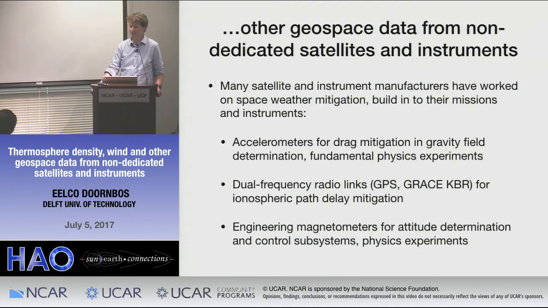Fundamental physics experiments now also start to carry accelerometers. And a third example is magnetometers that are on many satellites for altitude determination and control subsystems, but also for physics experiments. And of course, a satellite could also take a model of the geomagnetic field with it and a GPS receiver, and with the location you have the magnetic field. But you want a little bit more robustness if you're designing a satellite, so it's better to measure in situ the magnetic field. So this is another example of basically space weather mitigation built into satellites.